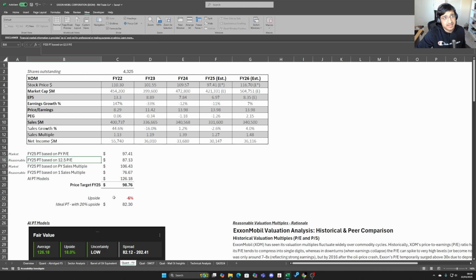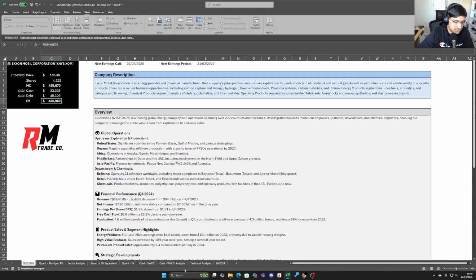You could argue that because oil is around $60 at the moment, you could ideally give it a 15 P/E ratio, but that's for you to go into the document yourself and play around with the figures. This is more just an overview and my thoughts. So that gives a price target of $87, and then based on the sales multiple, the prior sales multiple was 1.39. If you were to value the company based on that, you get a price target of $106, which is pretty much in line with the current price as of today.